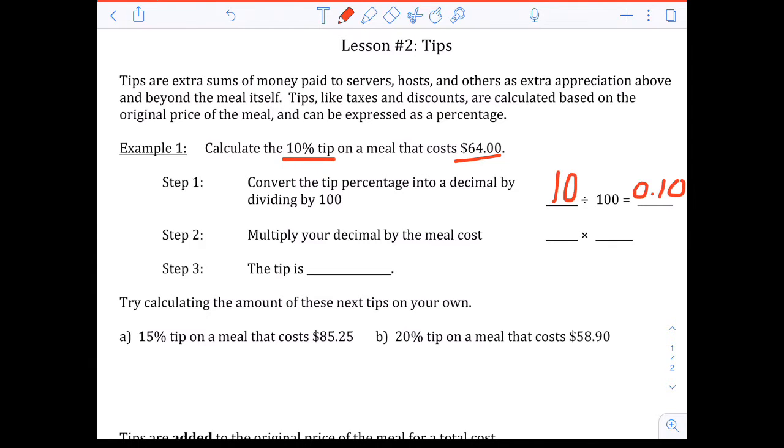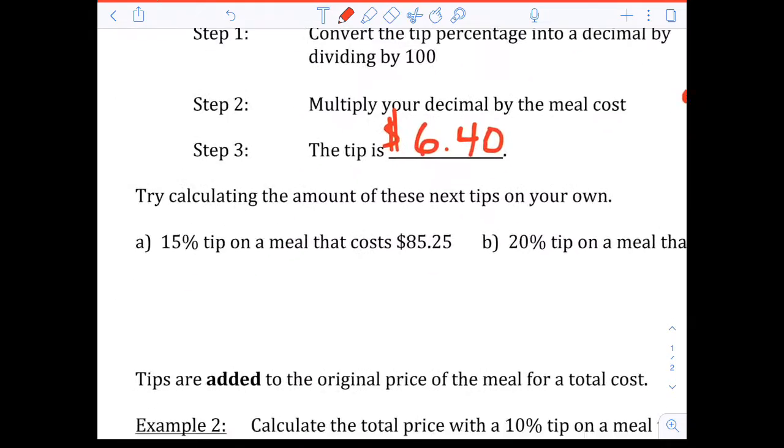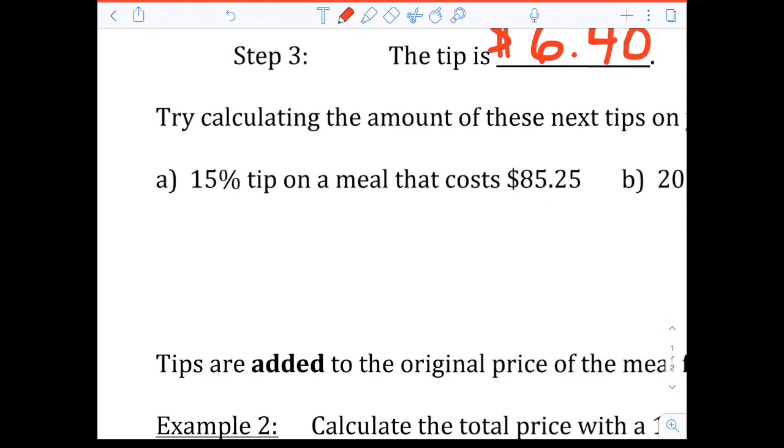to get 0.10, and then we multiply that by the price of the bill, which is $64, and we find out that the tip is $6.40. So if you tipped 10% on $64, you would be paying your $64, plus you'd be giving the server $6.40. So we can try to calculate some of these on our own. If you want, you can pause it.